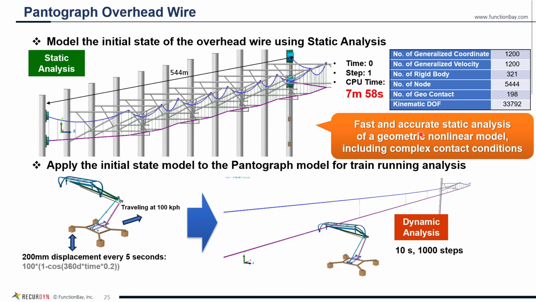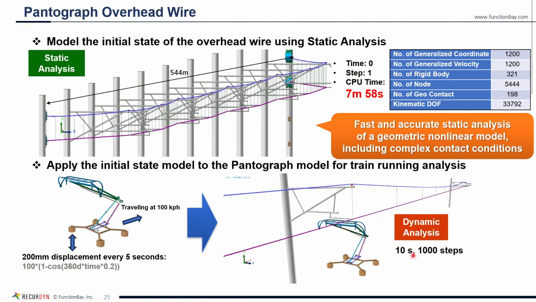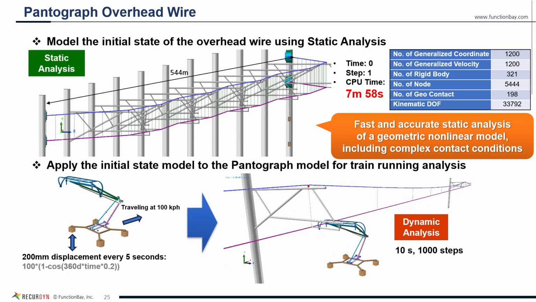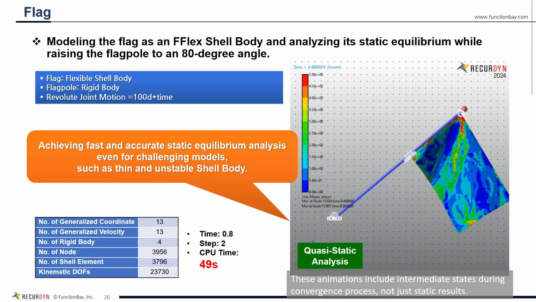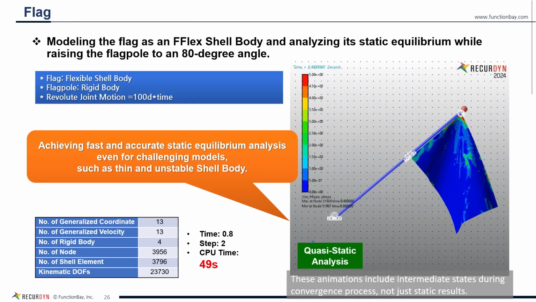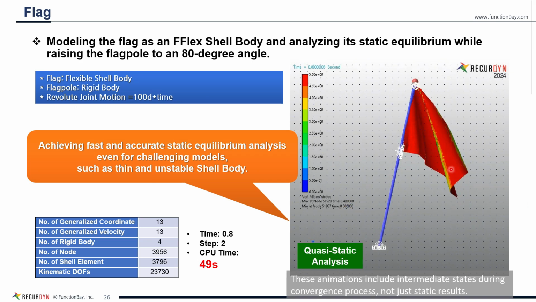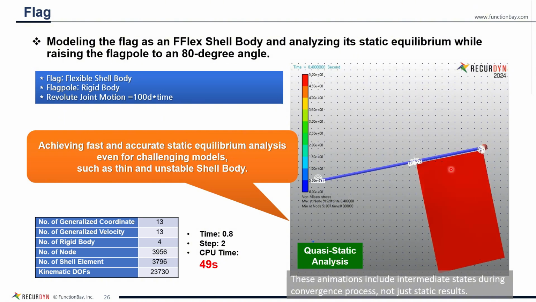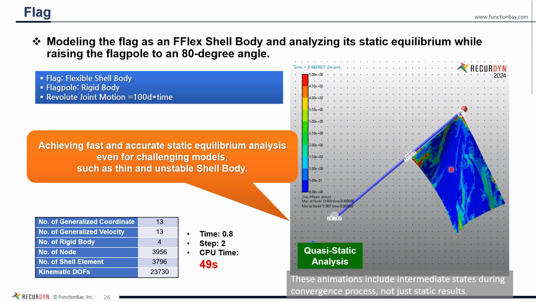The video below illustrates the final dynamic analysis conducted with the pantograph model. The next example demonstrates an analysis of raising a flag. While this model can also be analyzed using dynamic analysis, static analysis was conducted to verify its convergence. Even though this flexible body is very thin and inherently unstable, the RecurDyn's static solver achieved accurate convergence. You can see the flag being raised here.